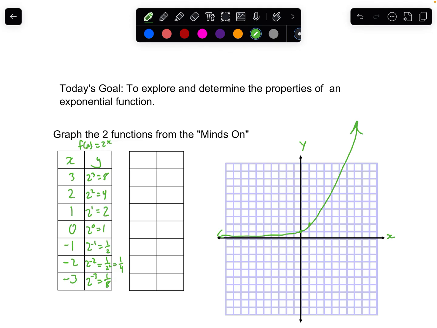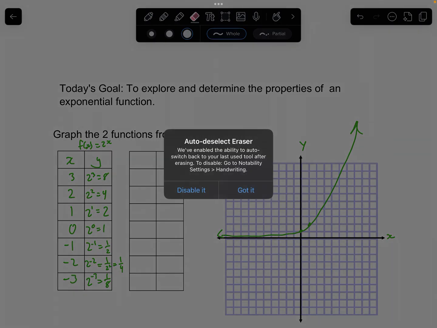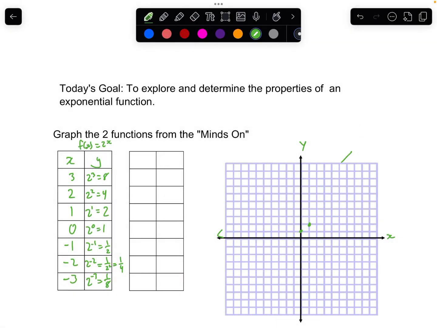Now we could have done that perfectly where it's 1, 2, and then 2, 4, and 3, 8. So it's going to come through these points right here like that. So this is a growth model because we read left to right, and going from left to right it is growing.